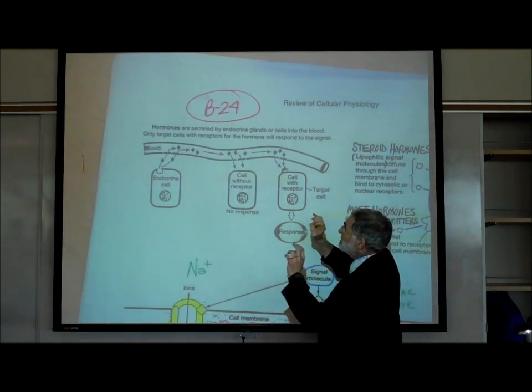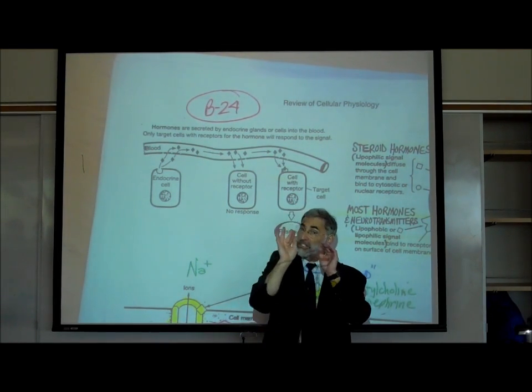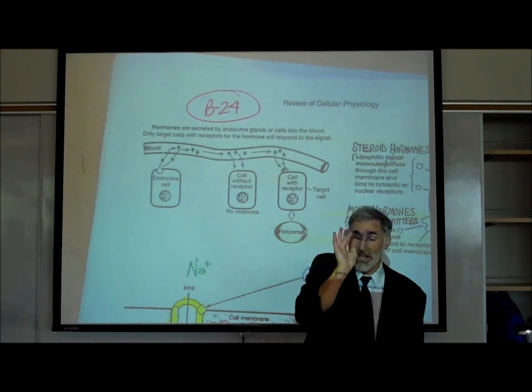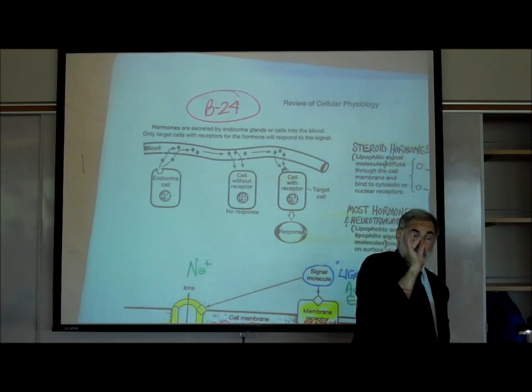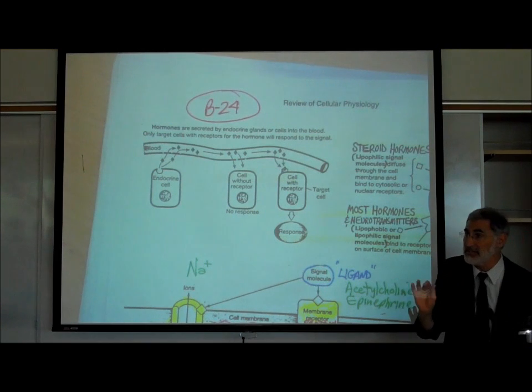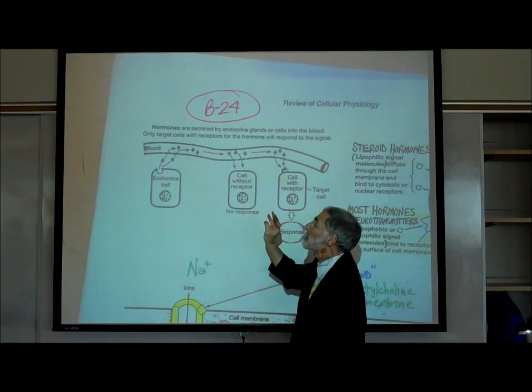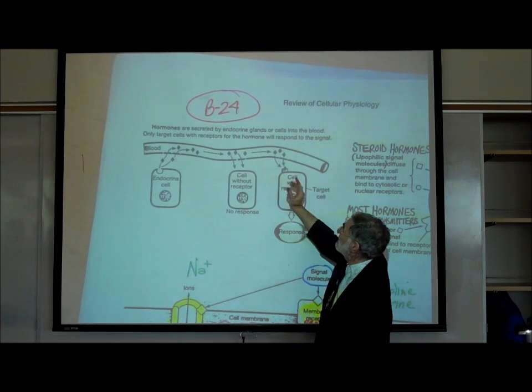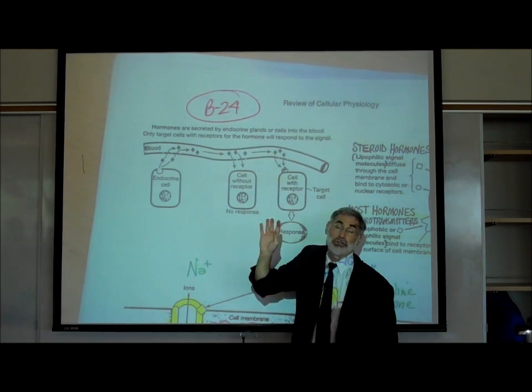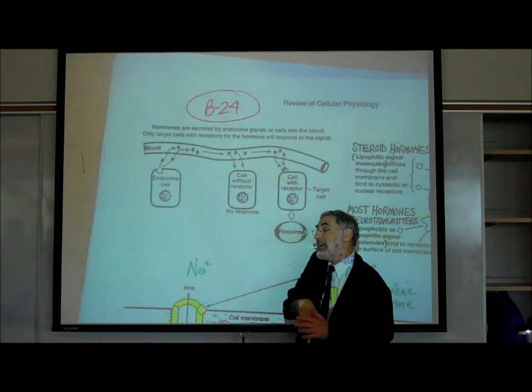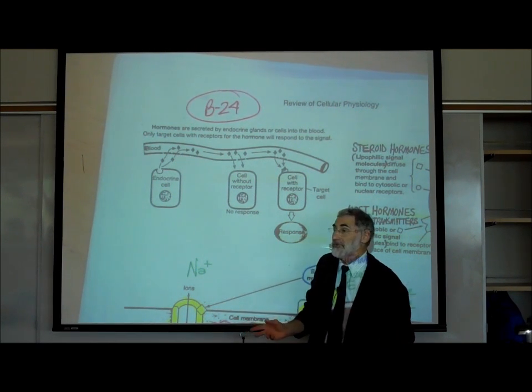Now, these receptor sites, again, are specific. We've talked about specific ion channels, specific carrier or transporter proteins. There are specific different enzymes, and there are specific receptor sites. So a cell might have one or two different receptor sites. It might have 30 different types of receptor sites.